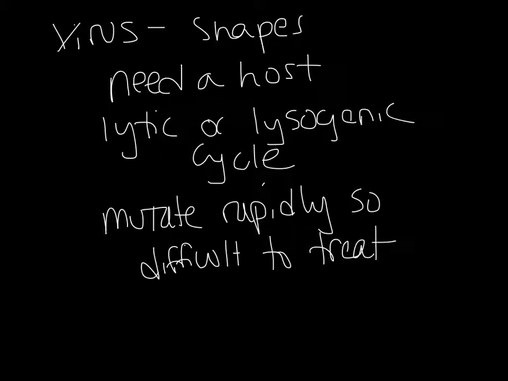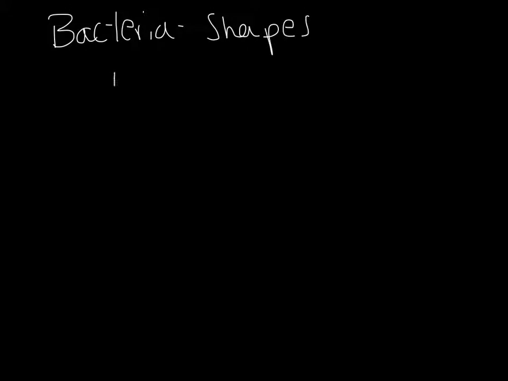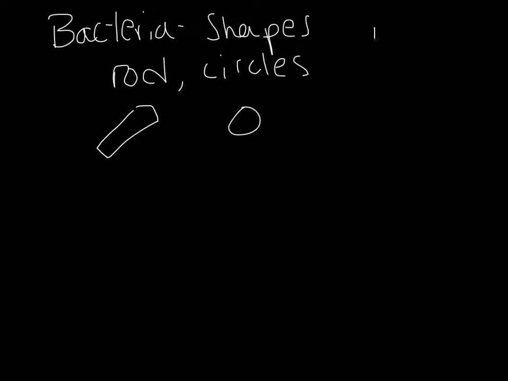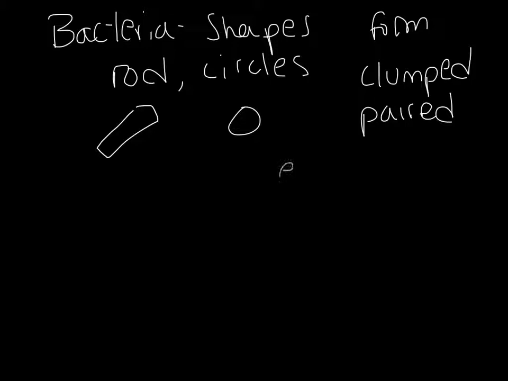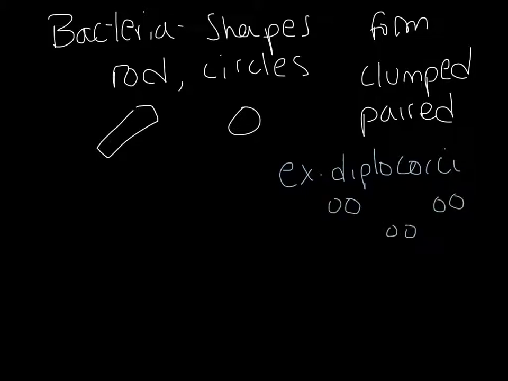So now moving on to bacteria. Bacteria also come in different shapes. That's what they're named for: rods, circles. They're also named for their form, so if they're clumped or paired. You may have heard of something called Diplococcus, meaning they come in pairs and they're round. Streptococcus, those are all forms of bacteria.